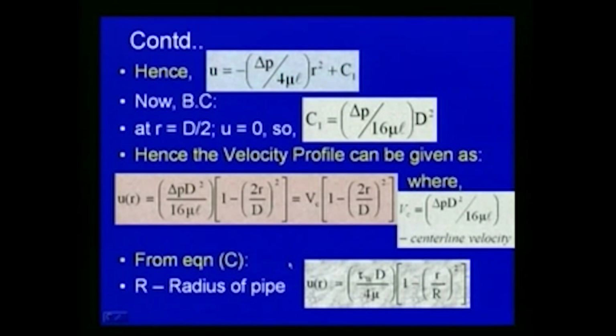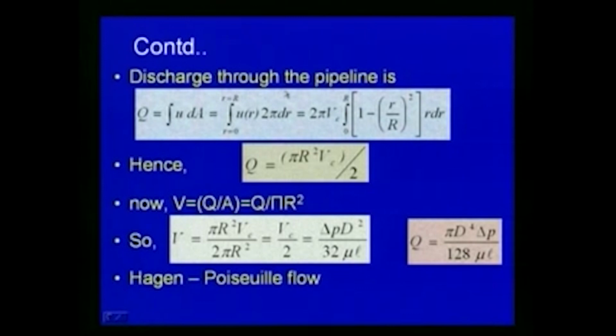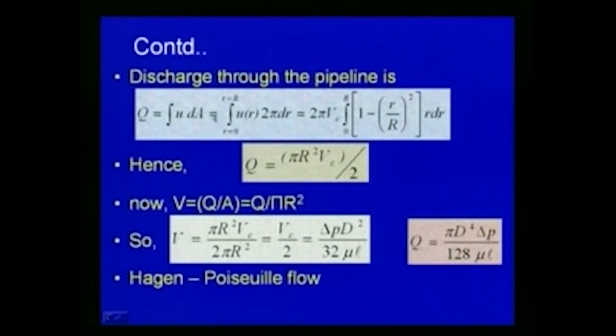So, now if you want to find out the discharge, we can just integrate: Q is equal to integral u dA. So, that is equal to integral r is equal to 0 to capital R, u(r) 2 pi r dr. So, that is equal to 2 pi V c integral 0 to R of 1 minus (r by R) whole square into r dr. So, finally, we will get the discharge Q is equal to pi R square into V c by 2, where V c is the center line velocity.